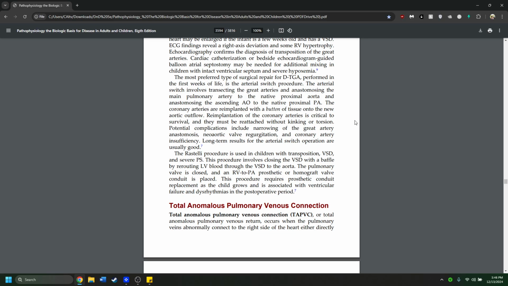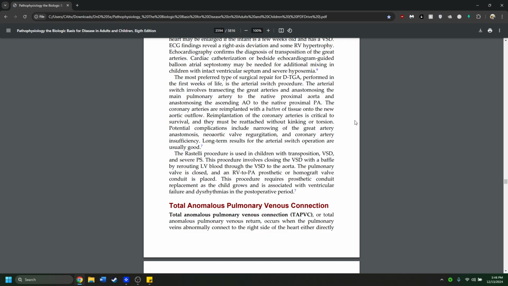The most preferred type of surgical repair for DTGA performed in the first weeks of life is the arterial switch procedure. The arterial switch involves transecting the great arteries and anastomosing the main pulmonary artery to the native proximal aorta and anastomosing the ascending AO to the native proximal PA.